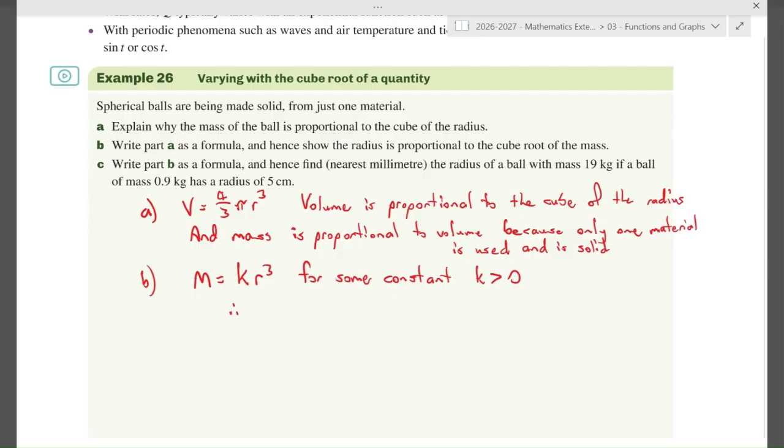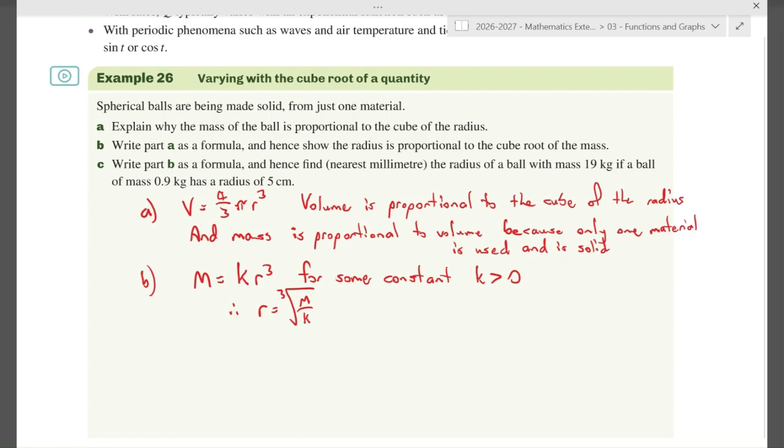All right. Now I want to rearrange that so r is my subject, because I need to show the radius is proportional. So rearrange that, and what do I get for r? Okay, so we're going to divide both sides by k, and then we're going to do the cube root. Happy with that? Okay, so that would be m over k, and then the cube root of that, correct? We happy with that? Okay.